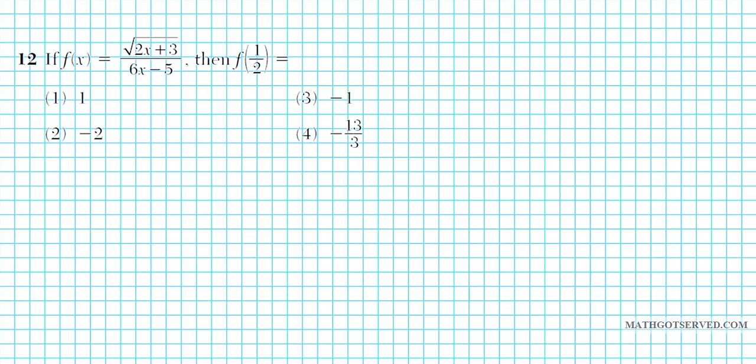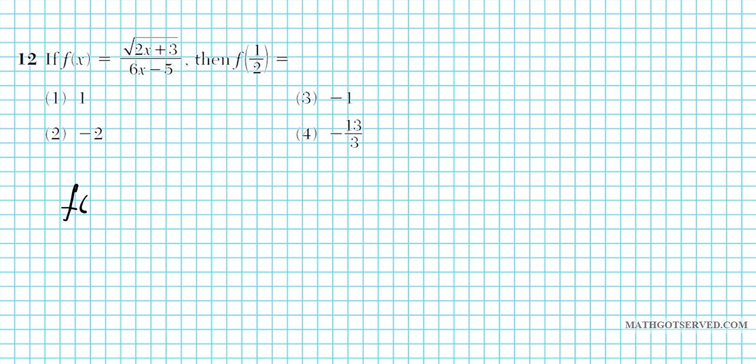Okay, let's take a look at number 12. It reads, if f of x equals the square root of 2x plus 3 over 6x minus 5, then f of negative 1/2 is. So we're basically evaluating a function at a point. So let's go ahead and rewrite the function.